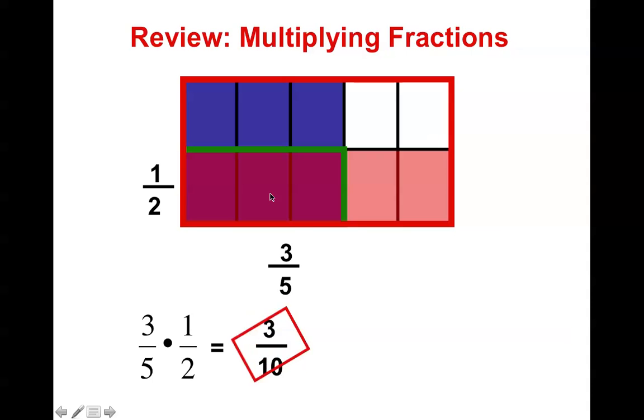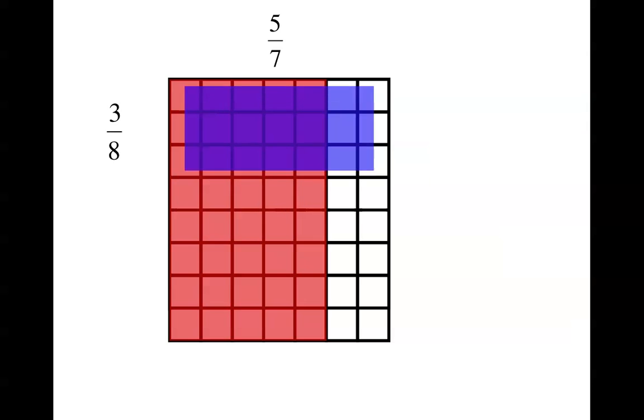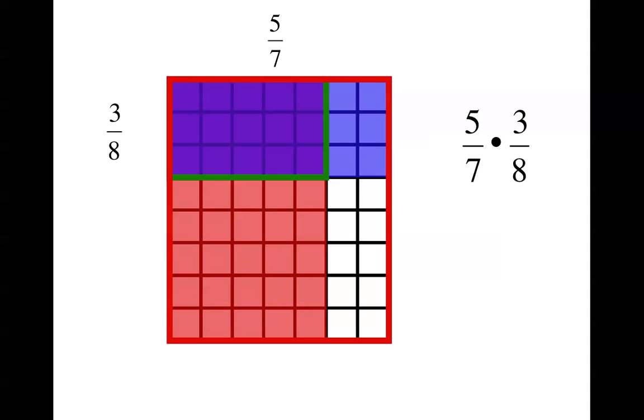Let me show you another one. Here's 5/7. Here's 3/8. Where is it double shaded? Right here. Notice that that's 5 times 3. And what is the big area? Well, that is 8 times 7. And that's how you get the answer, 15/56.